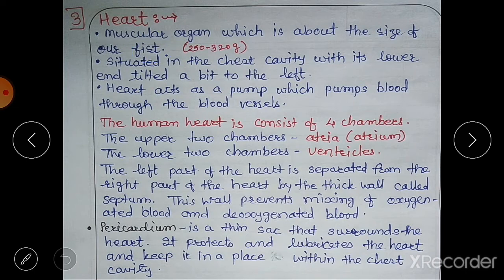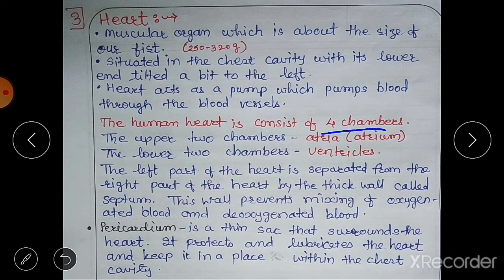The heart is situated in the chest cavity, with its lower end tilted a bit to the left. The heart is a little bit tilted to the left side, and that is why we say that our heart is situated on the left side. The heart acts as a pumping organ which pumps blood through the blood vessels. Because of this pumping, the blood vessels carry blood from the heart and it reaches throughout the body parts.